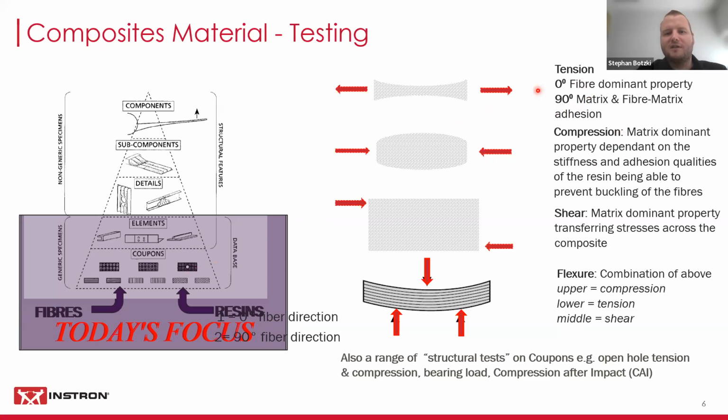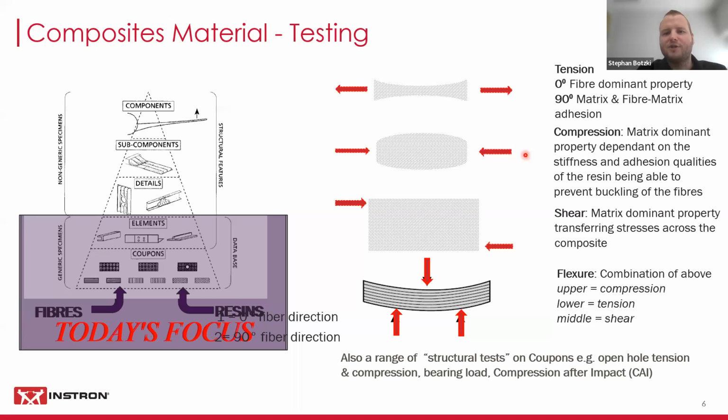There's tension testing. If we're looking at the fiber in the 0 degree direction here, and we're testing in tension, that would be a fiber dominant property. Fibers have to carry the load in tension. And then if we have a fiber orientation of 90 degrees, that would be perpendicular to your tension load. And we have a matrix and fiber-matrix adhesion property there that we're testing. So how good is the matrix at holding everything together?